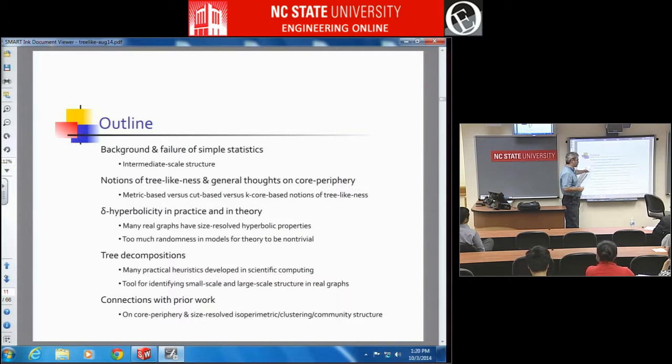Background, before I get to notions of tree-likeness, there's going to be two different notions. One is going to be delta-hyperbolicity. One is going to be tree decompositions. And then I was going to talk about connections with prior work. I want to pull the connections with prior work up front, because just talking to people today and yesterday, I thought maybe it would be a little bit helpful to do that, because this is going to be the background that you sort of need to know.